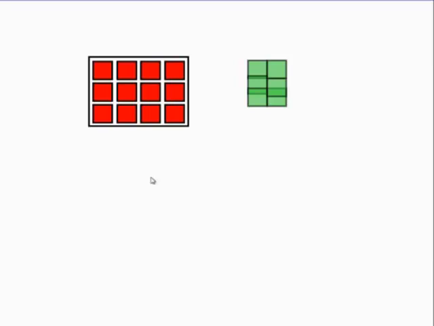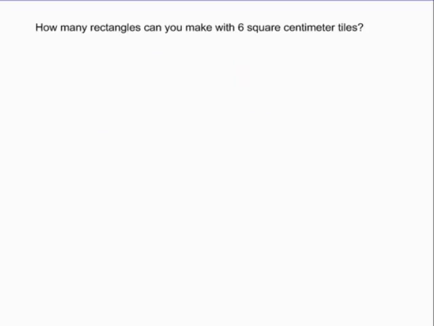Initially, we will start out by building rectangles out of a specific number of squares. This helps to remind students of the basic multiplication facts and starts to introduce them to the idea of factoring. Here's a typical exercise they might be asked to consider. How many rectangles can you make with 6 square centimeter tiles? Implicitly, we want to use all the tiles in our figures.